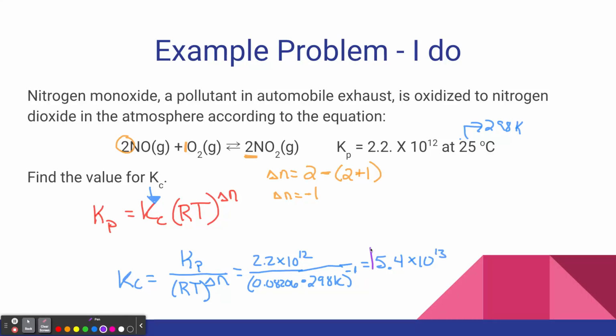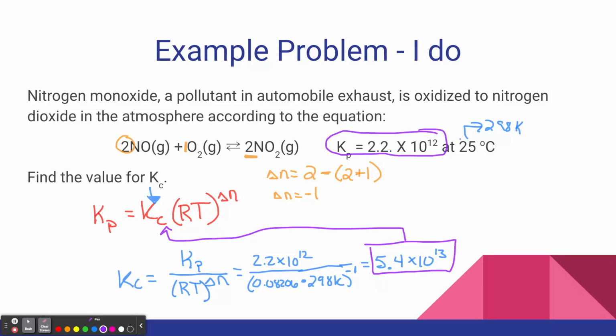Okay. Now, a quick way that I can check my work, everyone, is if I plug this value back in to Kc, I should get my 2.2 times 10 to the 12th power back out of this calculation. And with that being said, guys, that's our first example problem. Let's move on to the next one.